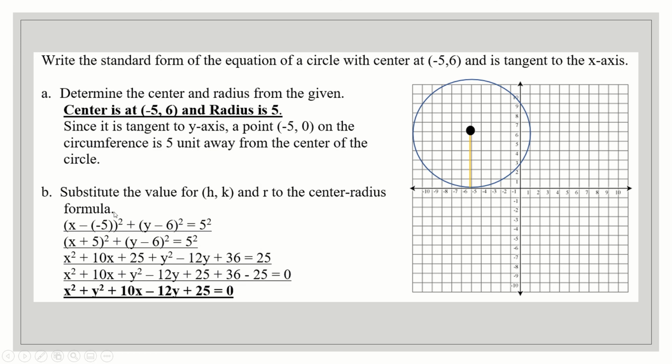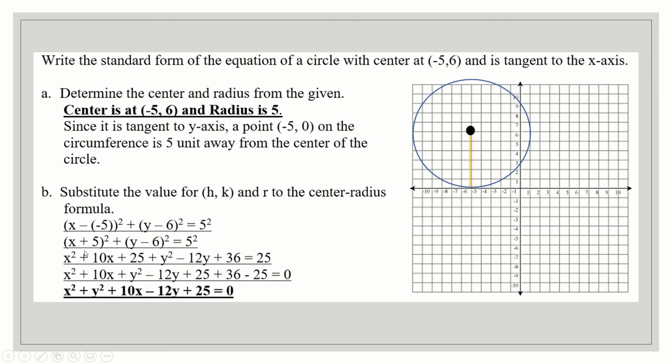Next, substitute the value for h, k, and r to the center radius formula. So, ilalapat na natin o isa-substitute na natin yung mga given values. So, we have the quantity of x minus negative 5 squared plus y minus 6 squared is equal to 5 squared. Always remember, be careful with the sign of the numbers or integers. So, we have x minus negative 5 is x plus 5 squared plus y minus 6 squared is equal to 5 squared.